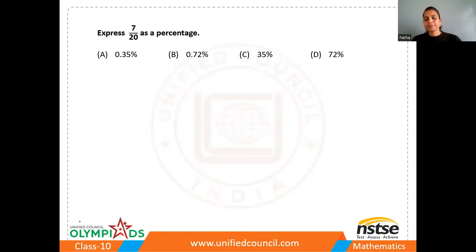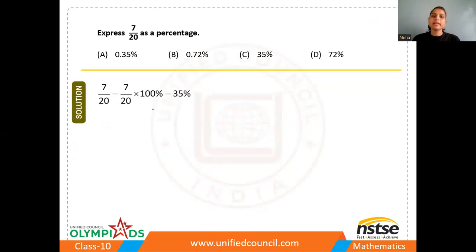Alright, now the next one. Express 7 by 20 as a percentage. So what do we do when we express any number in percentage form? Percent means 1 by 100. So we multiply the number with 100. That's it, only a simple calculation. 7 by 20, just multiply it with 100 to express it as a percentage.